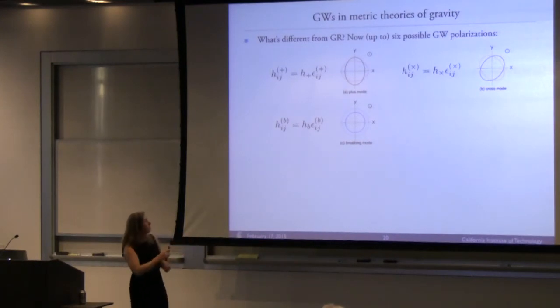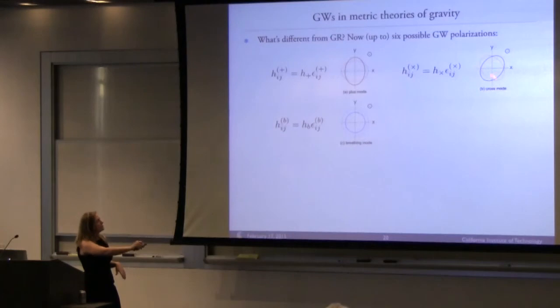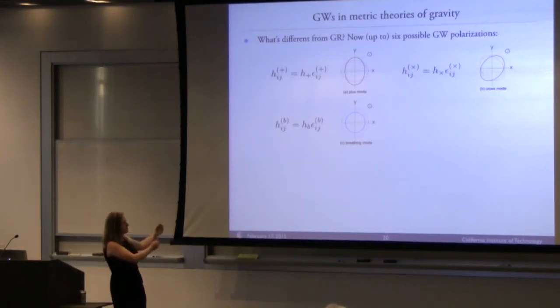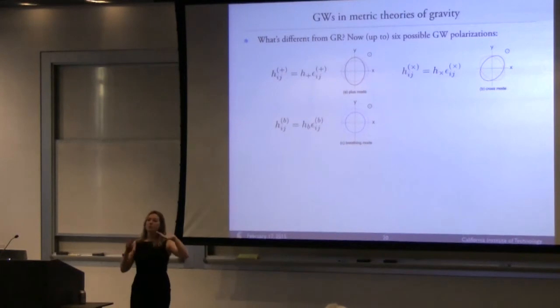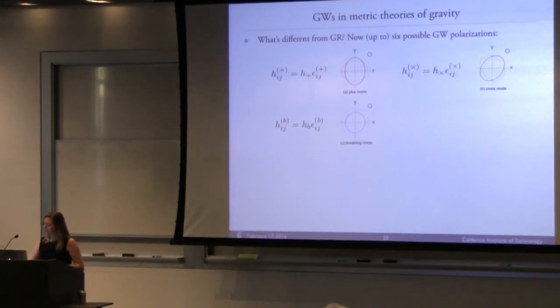So here, if I have a gravitational wave coming out of the board towards you, my ring of test masses literally looks like it's kind of breathing. And the reason I've only put three of these modes, and not six, is because I want to point out that these three polarizations are transverse. These correspond to a transverse wave, right? You have a gravitational wave coming out of the board towards you. All of the motion that your test masses undergo is perpendicular to the direction your gravitational wave is traveling.